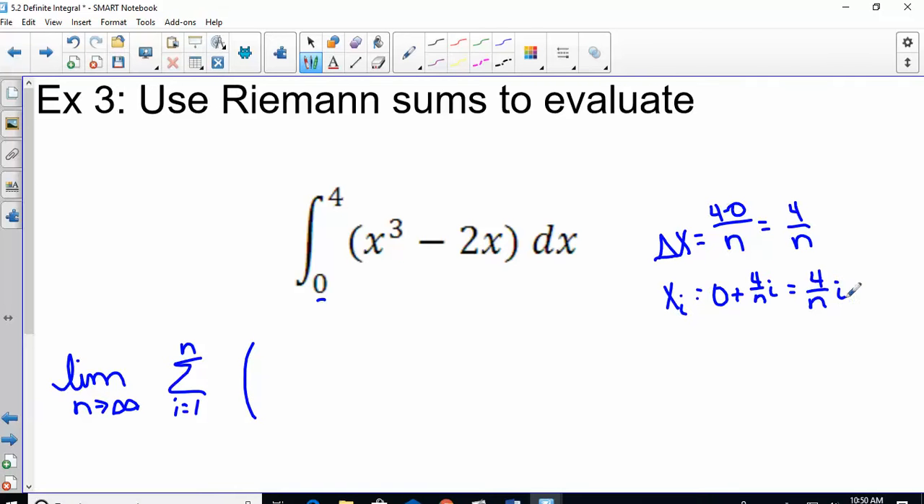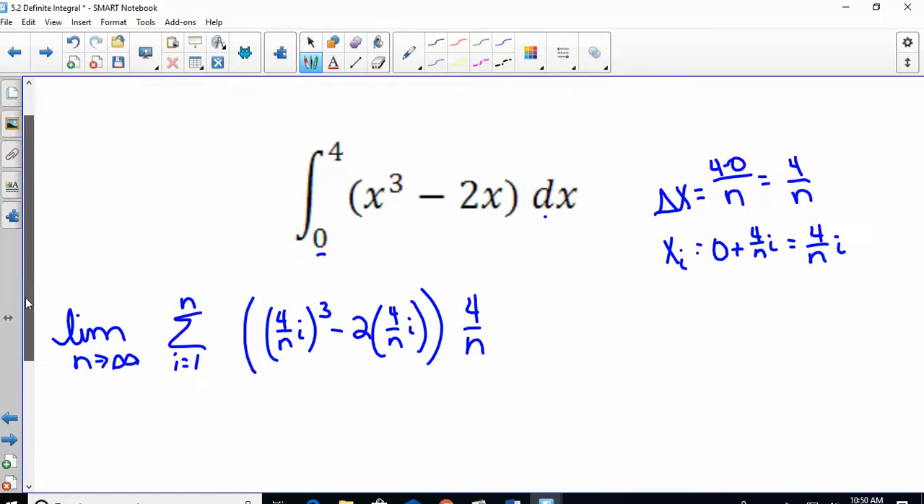So f of x sub i, we are plugging my x sub i into this equation. So it will be 4 over n i, cubed, minus 2 times 4 over n i. dx gets replaced with the change in x, so that's 4 over n.